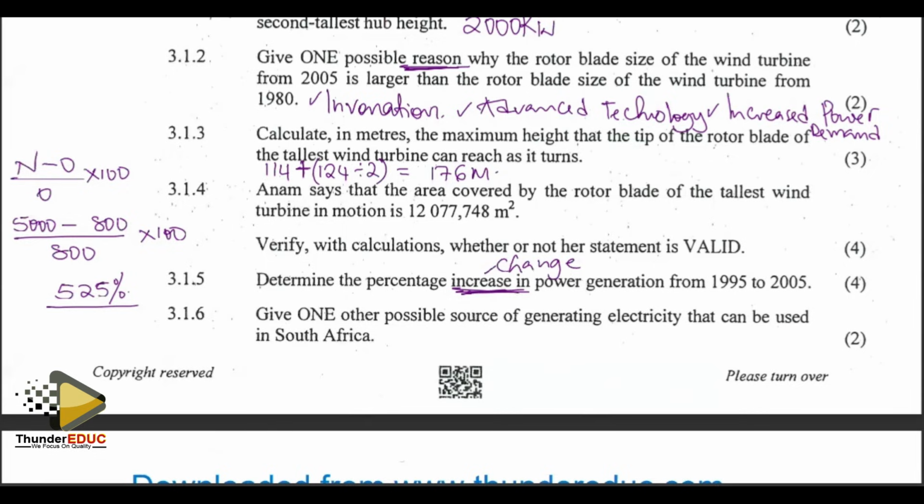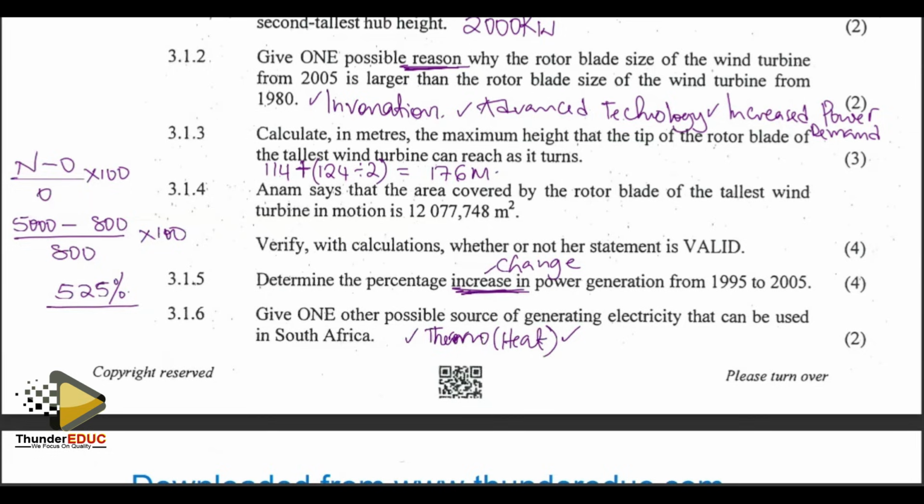3.1.6. Give one other possible source of generating electricity. One, someone can talk of thermal. Thermal, we use heat. They burn rubbish and it produces heat, electricity. This is used in Pakistan and Indonesia.